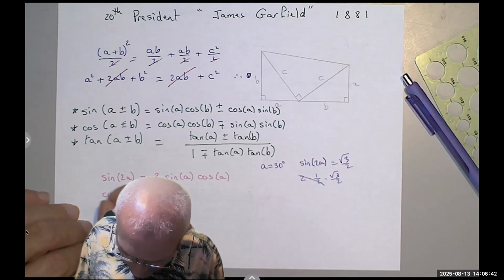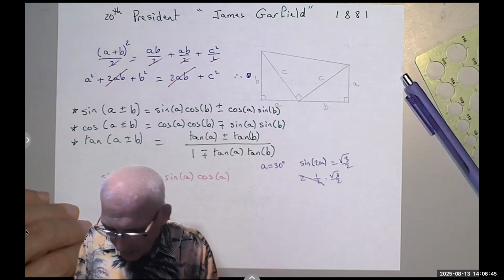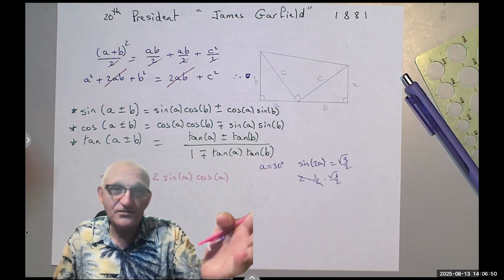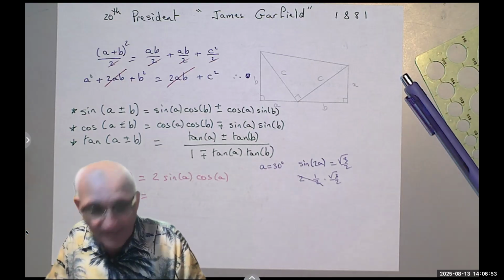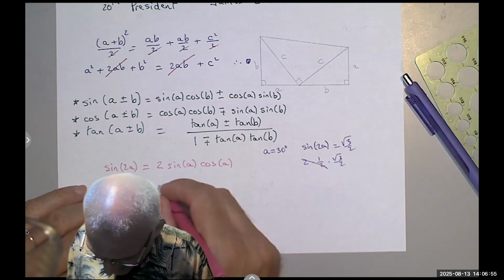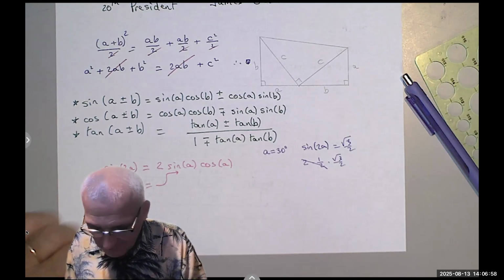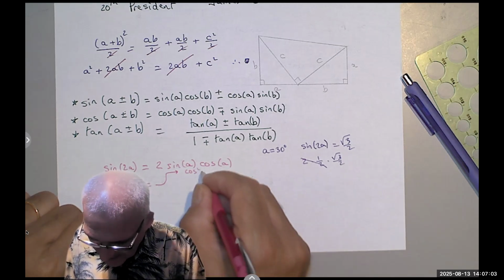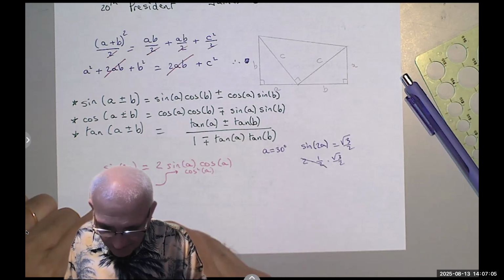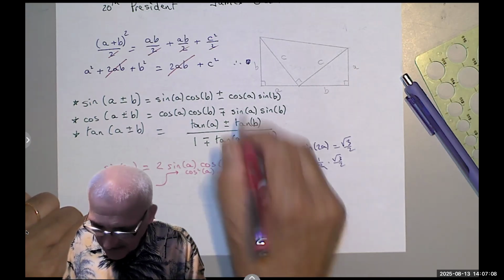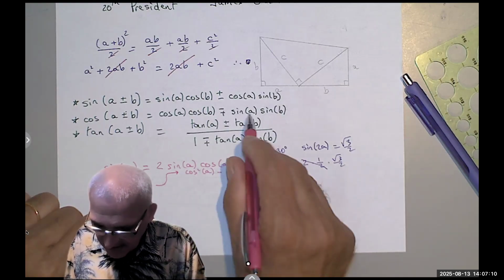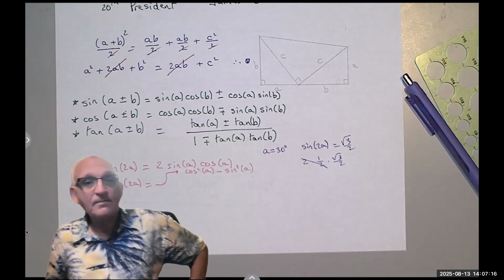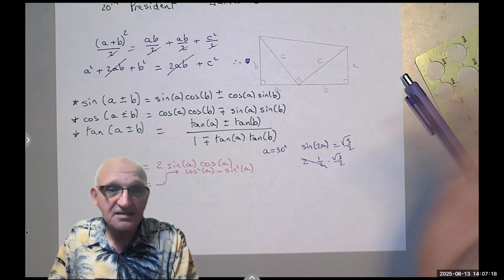So how about cosine twice A? Well, here it comes in 3 different flavors. I don't know if you like vanilla or chocolate, but here are the flavors that we have. Cosine A times cosine A is cosine square A. Notice when it's A plus A, you say minus sine A sine A, which is sine square A. So it's cosine square A minus sine square A.